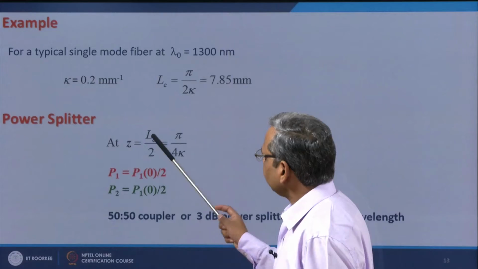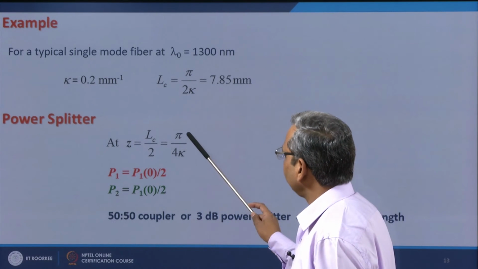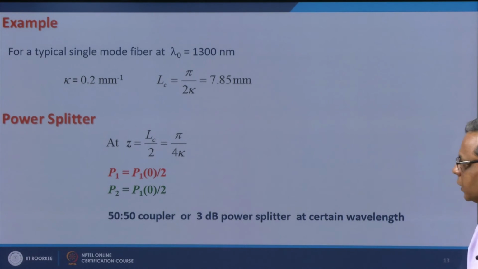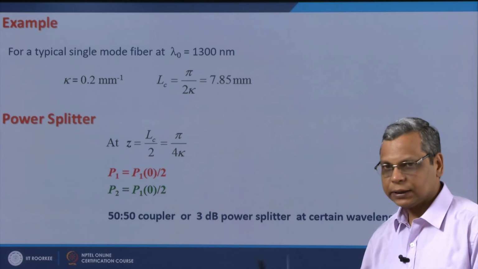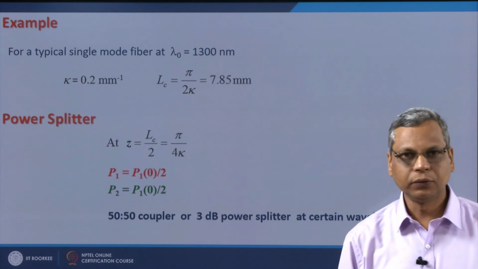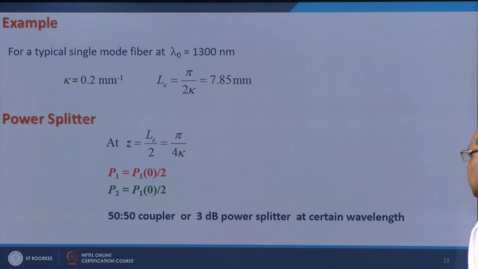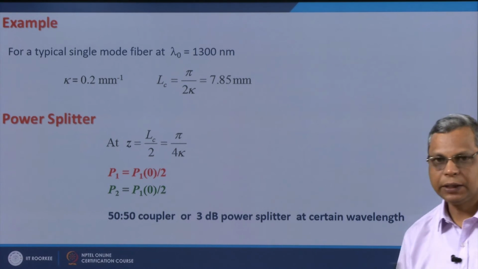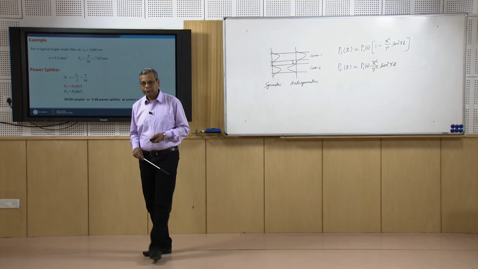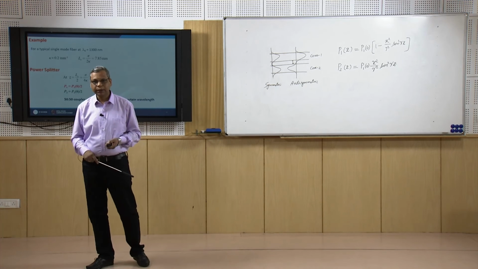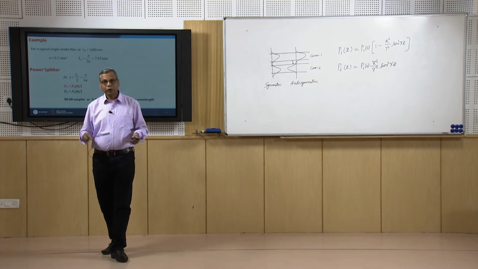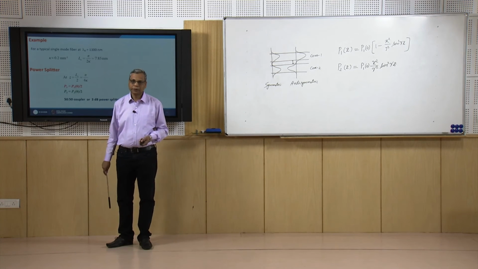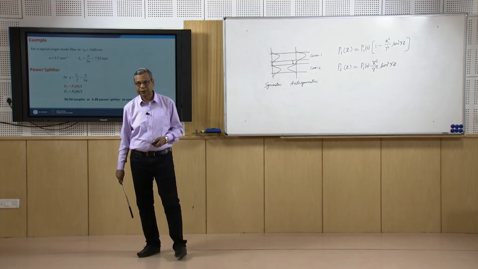So, when z is equal to LC by 2 or equal to pi over 4 kappa, I see P1 is equal to P10 by 2 and P2 is equal to P10 by 2, then there is an equal splitting of power between the two cores, then it is known as 50-50 coupler or 3 dB power splitter, and this will happen at a certain wavelength because kappa is wavelength dependent. So, if it is a 50-50 power splitter at lambda naught is equal to 1300 nanometer, then if I operate the same coupler at 1550 nanometer, the ratio of splitting would of course be different because kappa is different.